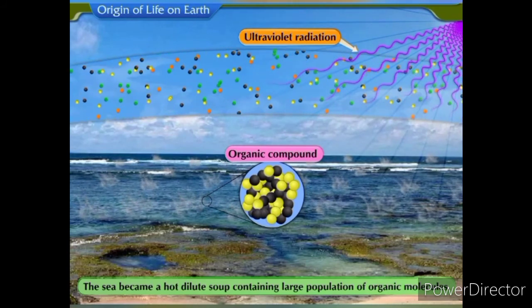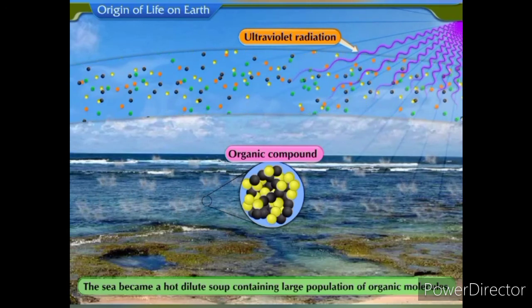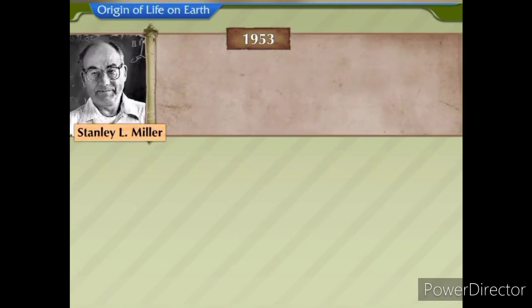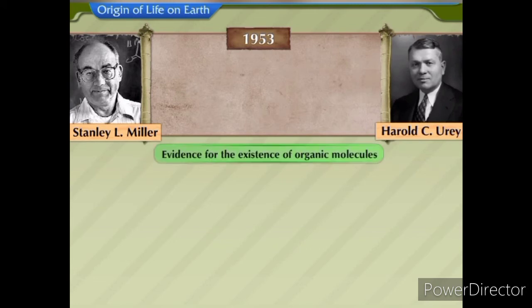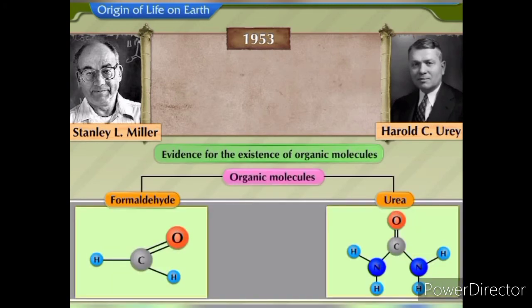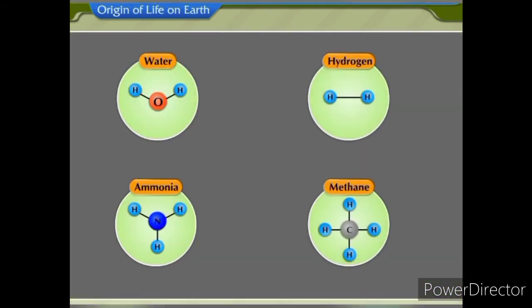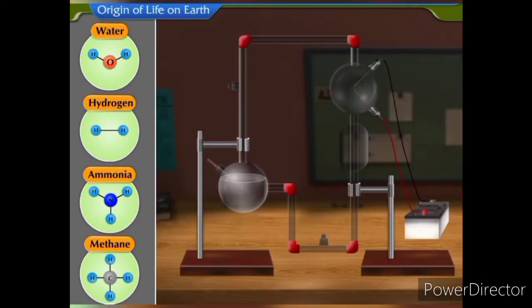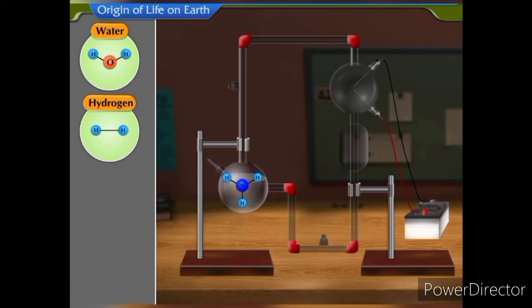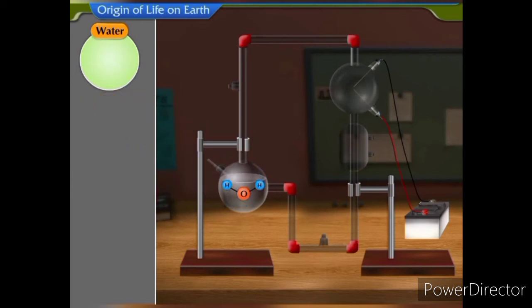How did these complex organic molecules arise? In 1953, Stanley L. Miller and Harold C. Urey provided the evidence for the existence of organic molecules. Miller took molecules which were believed to be present in the atmosphere of the early Earth and put them into a closed system. The gases they used were methane, CH4, ammonia, NH3, hydrogen, H2, and water, H2O.